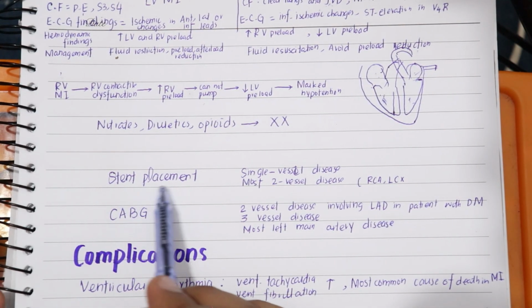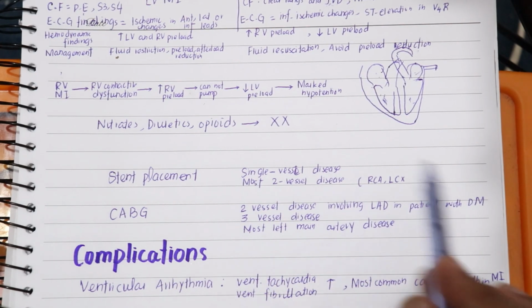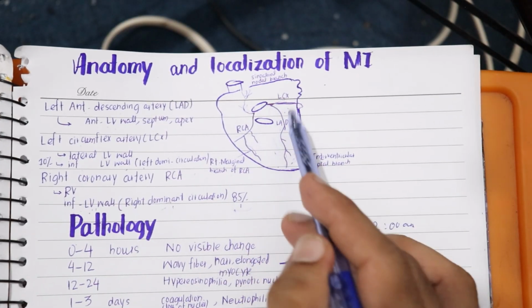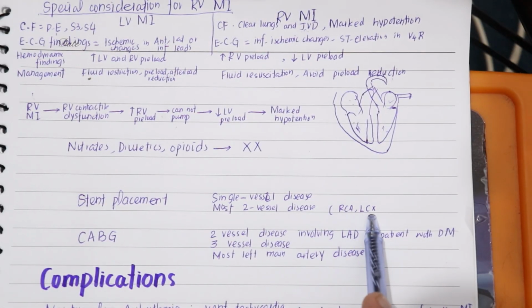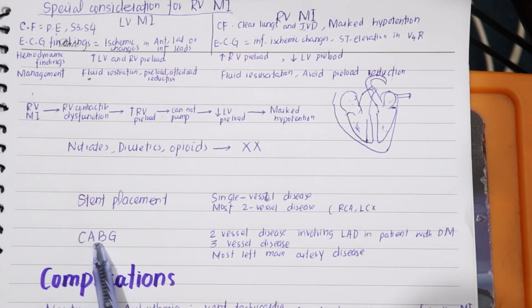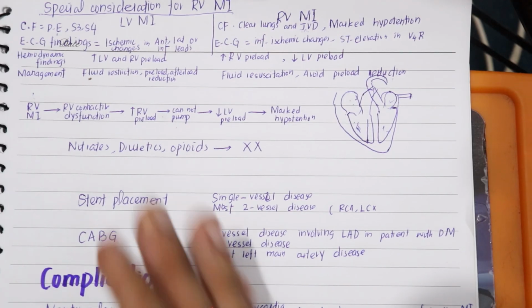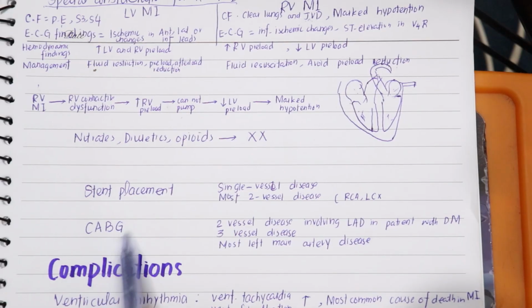So when will you place the stent in the patient? When it is single vessel disease, like it may be any of the vessels, like LAD, RCA or left circumflex, as well as two vessel disease in which, suppose, RCA or left circumflex is involved, then you do stent placement. When do you do CABG? What is CABG? CABG is coronary artery bypass graft. It is surgery in which you open the sternum like this one, and there is graft placement.